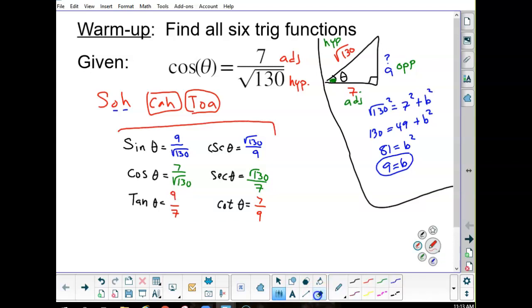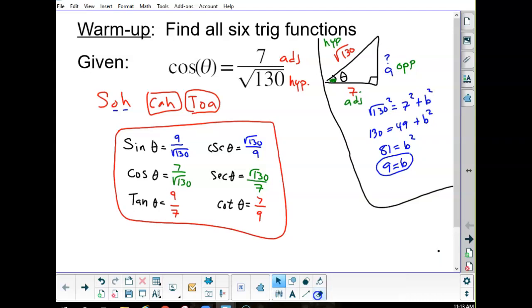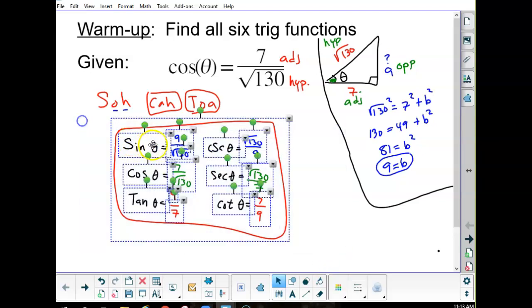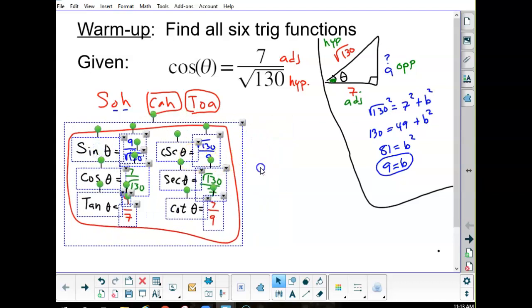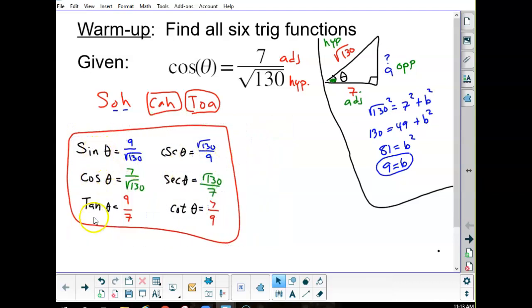And there you go. We now have all 6 trig functions, and you should be comfortable with finding, if I give you the cosine value, any of the other ones. So that is a very big skill of what we're doing today. And you need to be really comfortable with finding the missing side length using the Pythagorean Theorem, and then finding any of the 6 trig functions. But to be honest, we're really just going to be finding sine, cosine, and tangent.